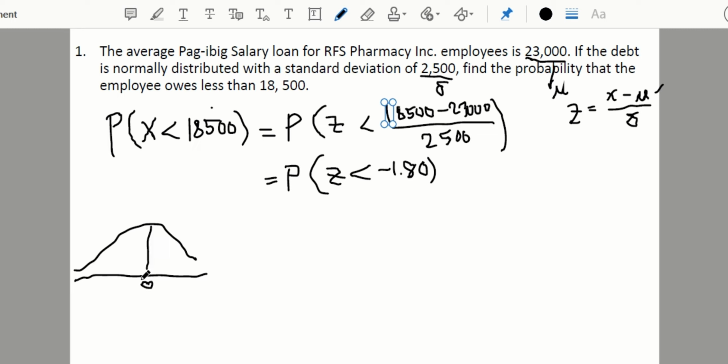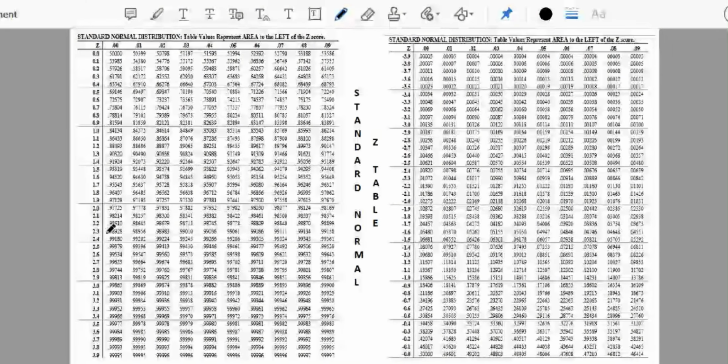Okay, so if we draw this one on a normal curve, this is now our 0, and negative 1.80 is on the left side. So meaning this is the area that we'll be needing. This is now the probability that the employee owes less than, so to the left of negative 1.8. So the strategy here, since it is to the left, we will use strategy 1, which is we will use directly the value on the table. So negative 1.80 on this side. So we have it here.